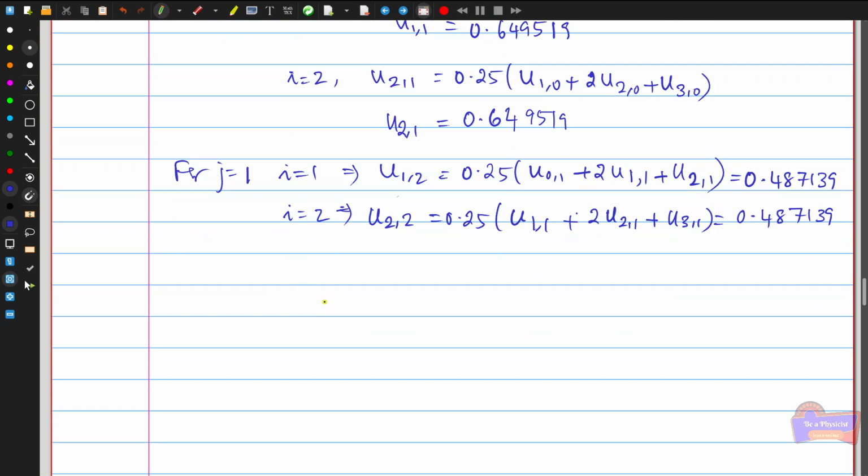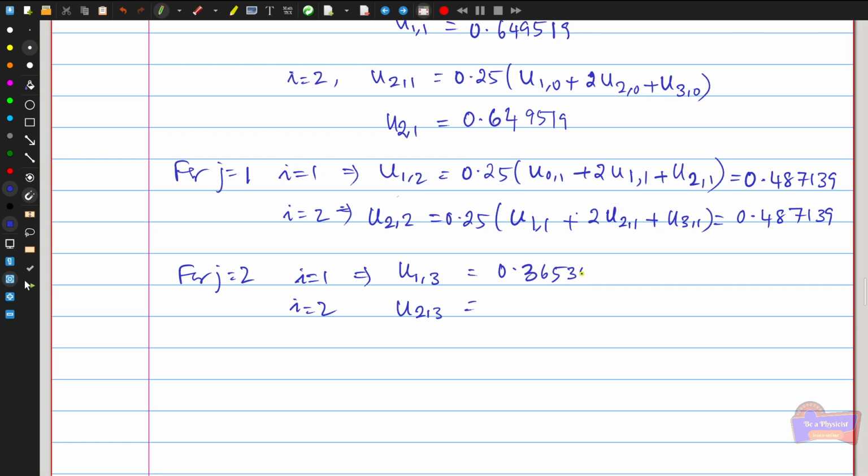So if you are doing it repeatedly for j equal to 2, again you can take the values of i equal to 1 and i equal to 2. So the values of u of 1 comma 3 and u of 2 comma 3 can be finally calculated from the same formula. I'm just giving the final values only: 0.365354, and similarly u of 2, 3 also has the value 0.365354.